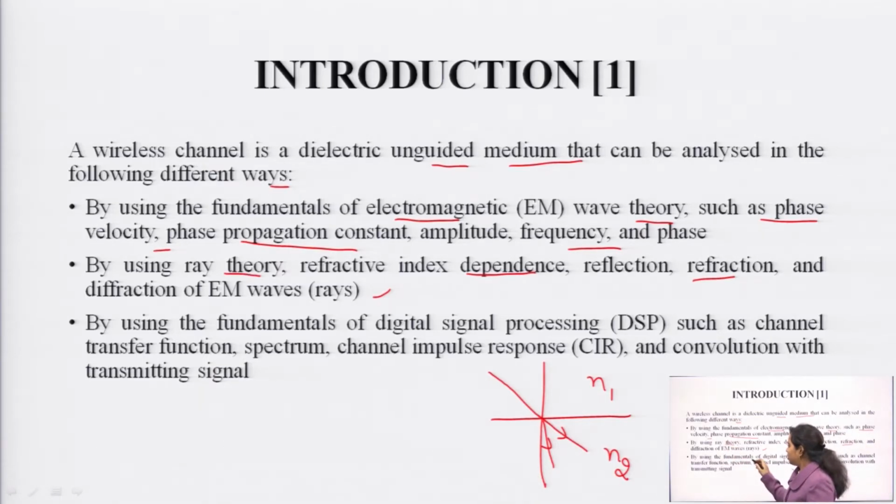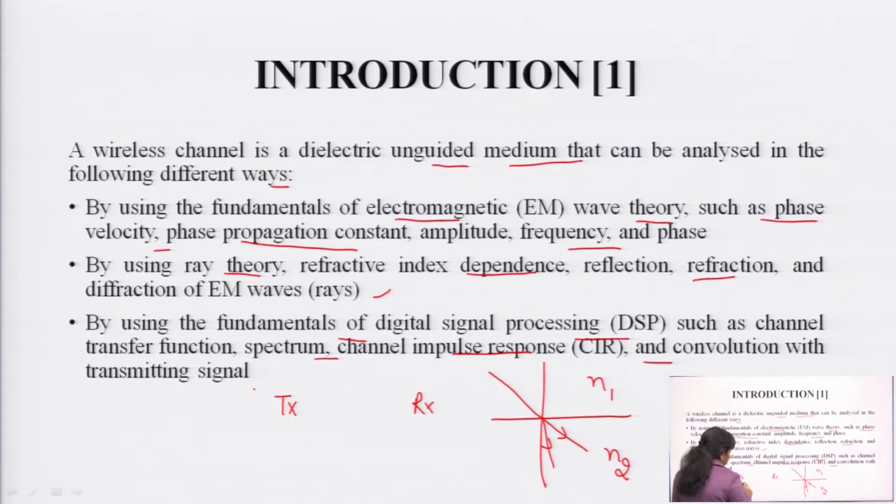The third one is by using the fundamentals of digital signal processing, such as the channel transfer function, spectrum, channel impulse response, and convolution with the transmitted signal. This is the third one which we are going to discuss, that is how the channel is modeled using convolution. In this case, let us say this is a transmitter and this is a receiver. The signal is transferred from transmitter to receiver over a channel. Then at the channel, what is there?